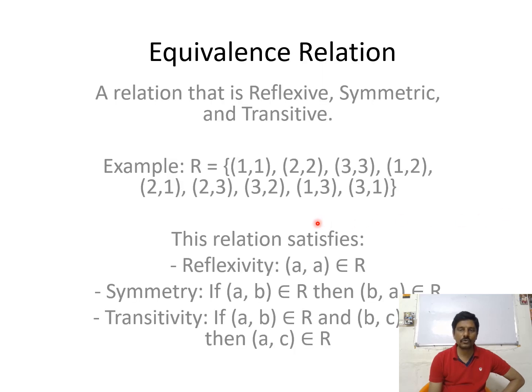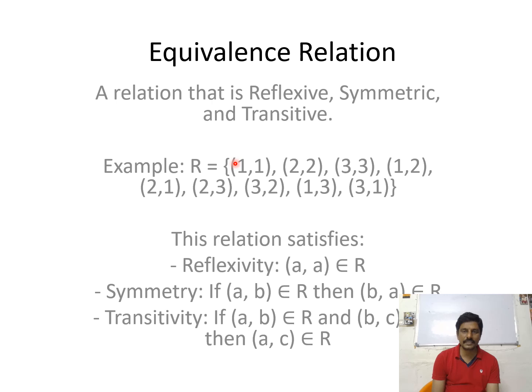Now one more most important relation is equivalence relation. When we say a relation is equivalence, a relation that is reflexive, symmetric and transitive, then that relation is said to be an equivalence relation. The relation should be reflexive, symmetric and transitive, then the relation is said to be an equivalence relation.